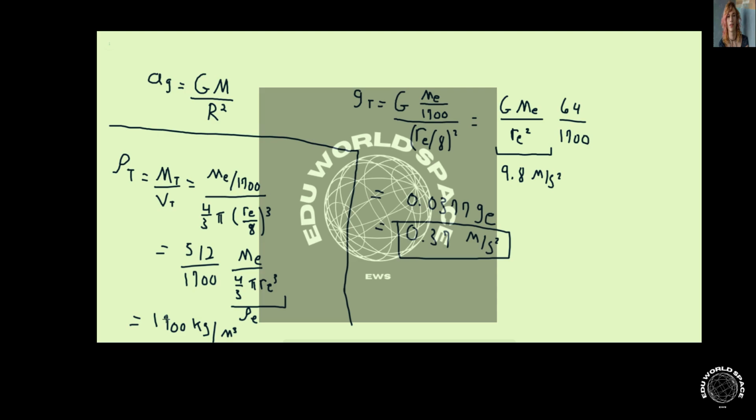So significantly less, so that probably suggests that Titania is not entirely made of rock or mostly made of rock like Earth is.